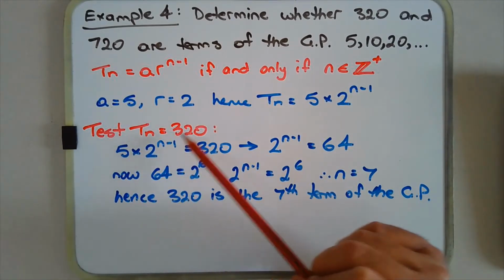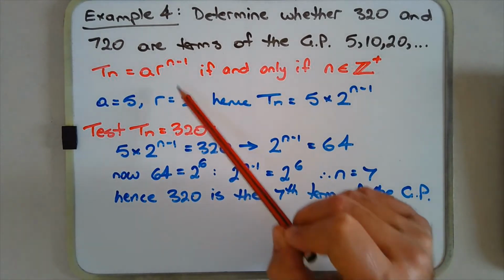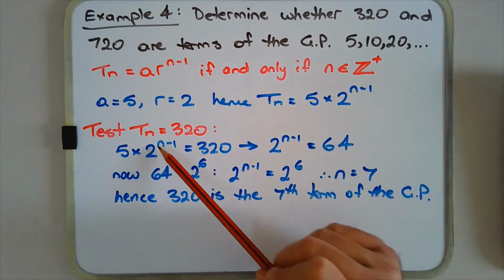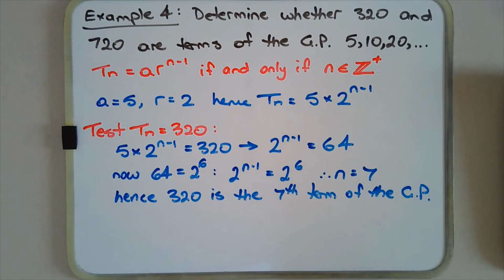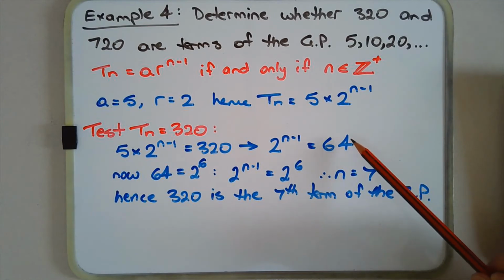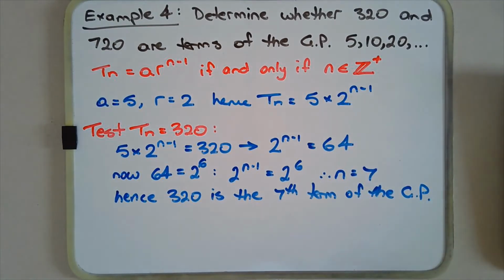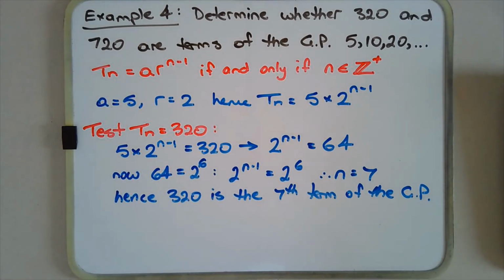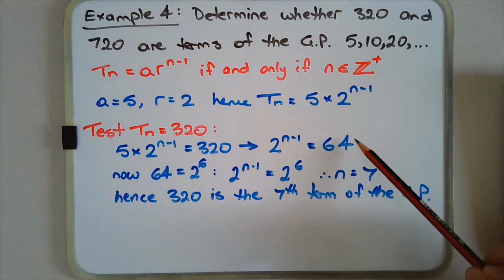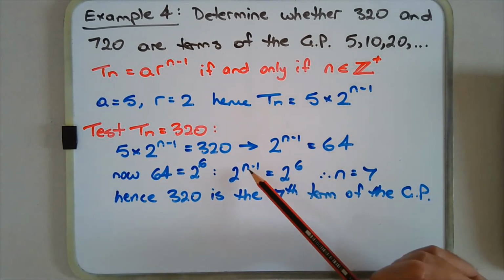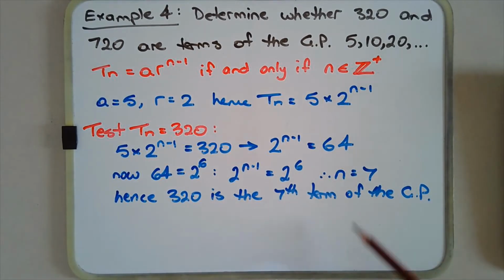So firstly, let's test Tn equals 320. So we're going to solve this equation for n and check that n is in fact a positive integer. Hopefully it is. 5 times 2 to the power of n minus 1 is equal to 320. Dividing both sides by 5, we have 2 to the power of n minus 1 equals 64. And we can see by inspection that 64 can be expressed as a power of base 2. So 64 is equal to 2 to the power of 6. Re-expressing this equation as 2 to the power of n minus 1 equals 2 to the power of 6, and then equating the indices, we can see that n minus 1 equals 6, therefore n equals 7.